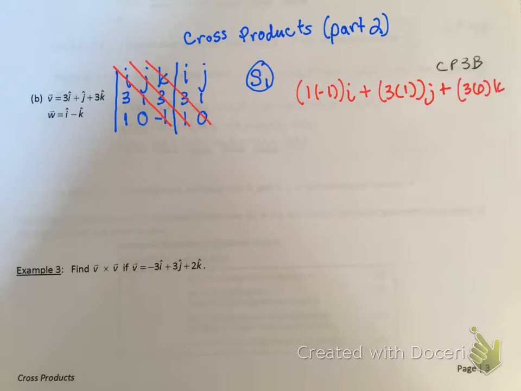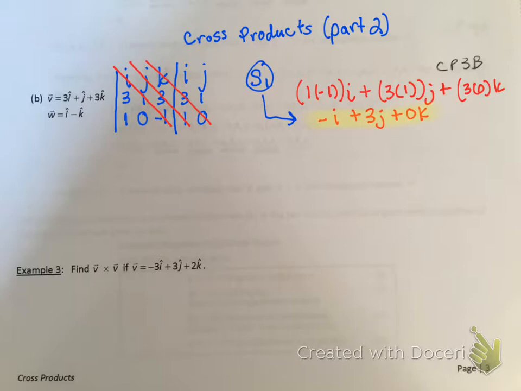Alright, so I get -I, plus 3J, plus 0K. Alright, I'm going to highlight that. That is sum 1. Okay, so let's work on sum 2.